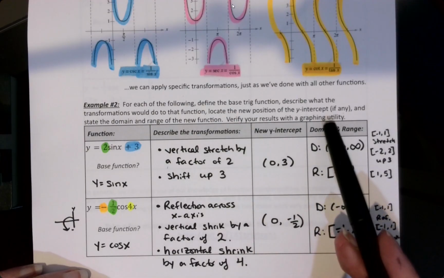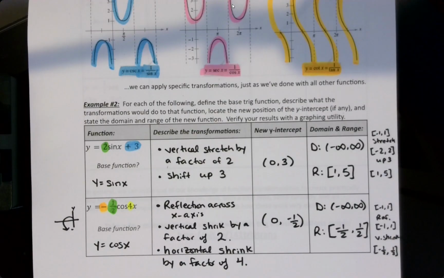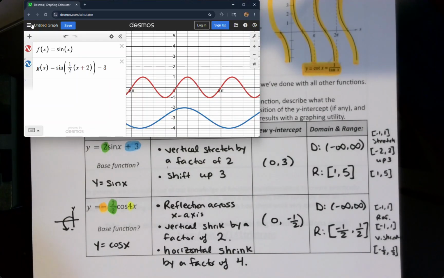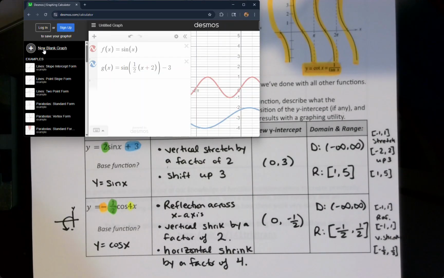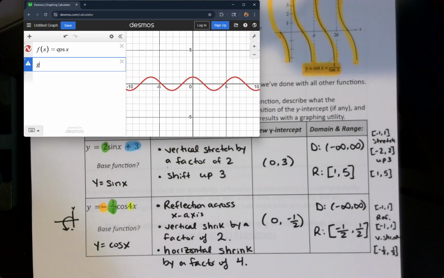All right, so the directions up here ask me to answer all of these questions and also to verify the results with a graphing utility. I didn't do the first one. Let's just go ahead and do the second one only here and take a look at what this graph looks like. We already did a sine function on the previous page. So let's do a cosine function, and one transformation at a time. Oops, cosine.